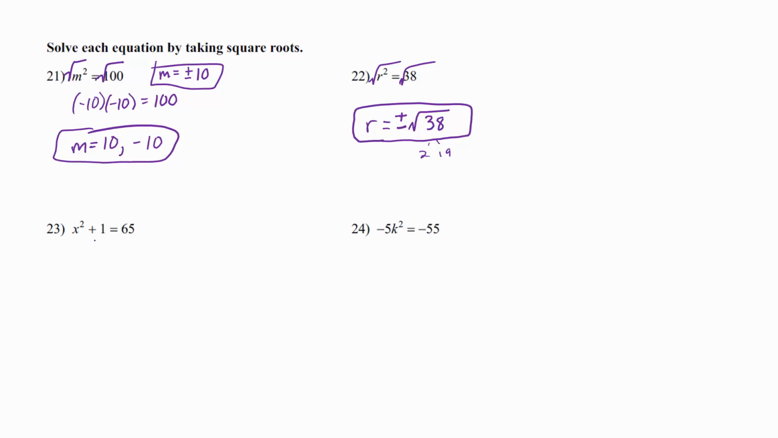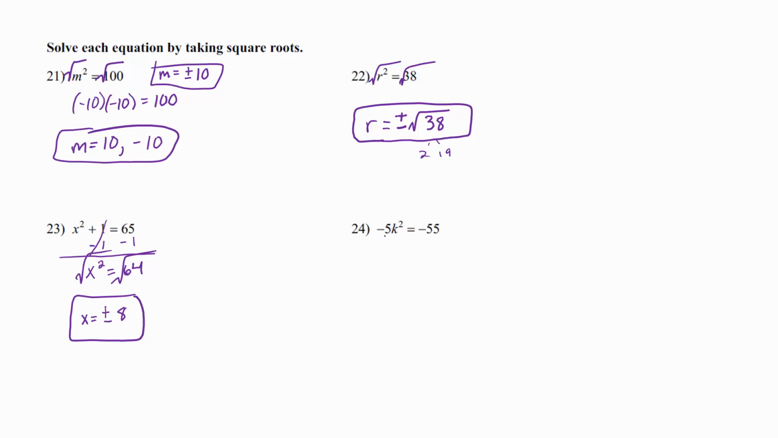23, we actually have a step we need to do before we square root because x squared is not currently by itself. But if we subtract the 1, which if we do it to one side, we have to do it to the other. If we subtract the 1 over and then we square root, then we'll get our answer, which is positive and negative 8. Square root of 64 is 8.